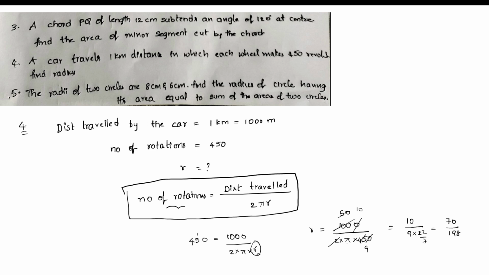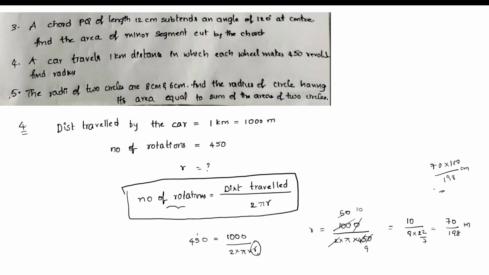Okay, so it is actually 70 by 198 meters, and if you want to convert into centimeters, 1 meter is 100 centimeters, so 70 into 100 by 198. If you do that, you will get the answer in centimeters.